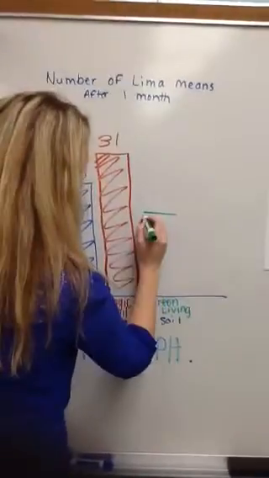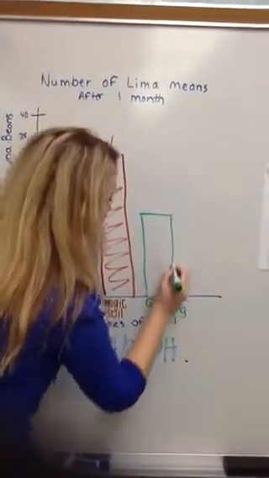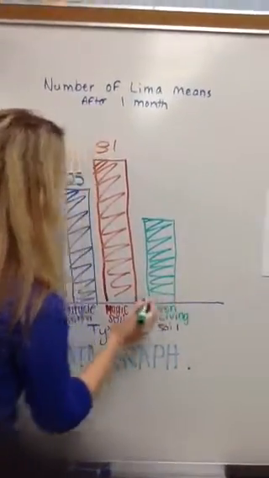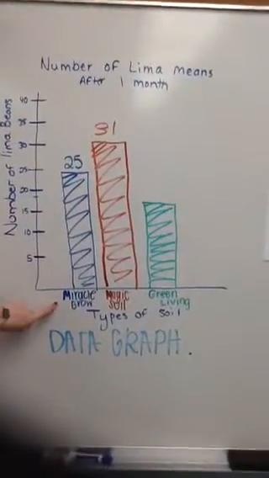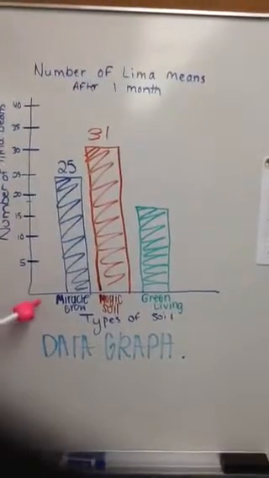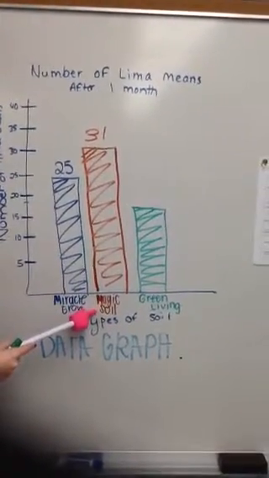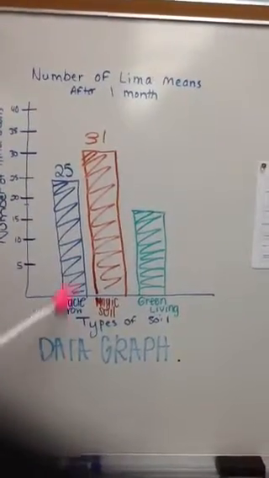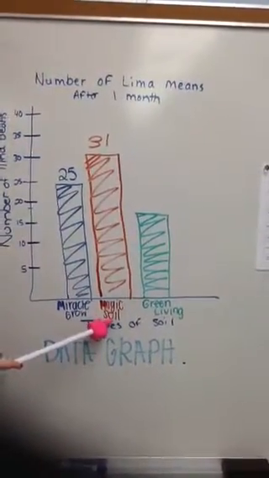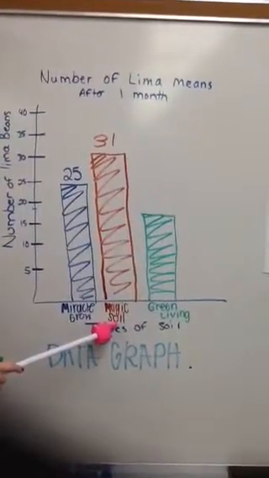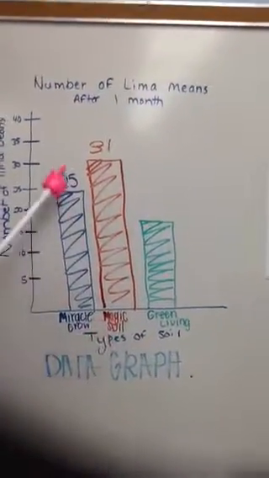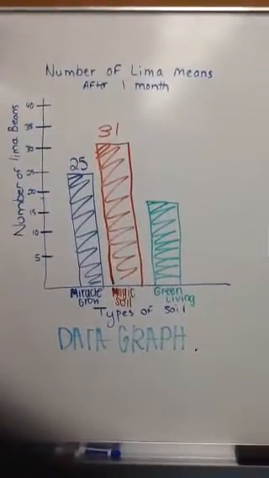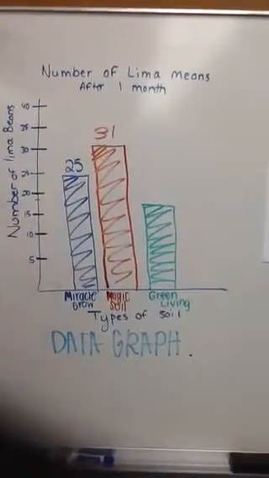So you can clearly see the difference between the three soils here. So we have 25 for Miracle Grow, we have 31 for Magic Soil, and we have Green Living included in the bar graph. And you can easily see that the best soil for our particular lima bean experiment was Magic Soil. It allowed us to grow 31 lima beans in 1 month.